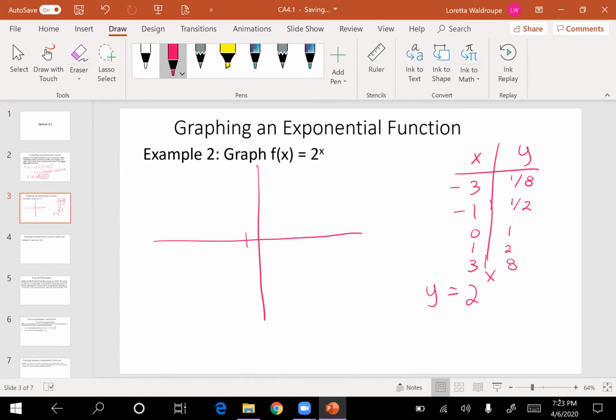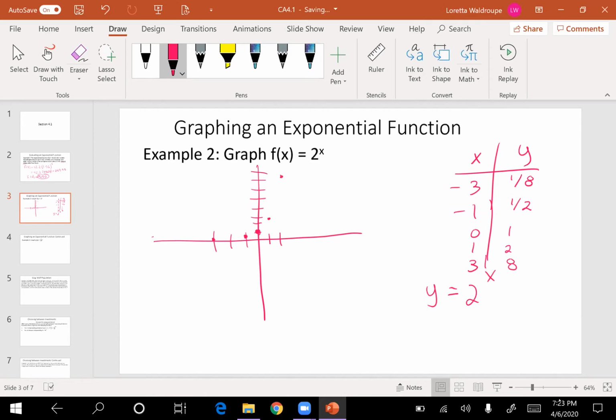So at -3, I'm barely above the y-axis. At -1, I'm about halfway between 0 and 1. At 0, I'm at 1. At 1, I'm at 2. And at 3, I'm at 8.